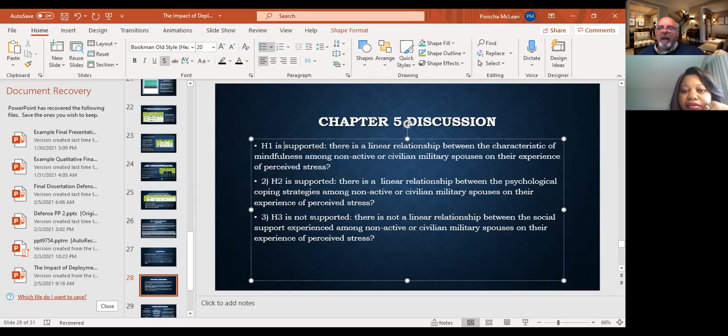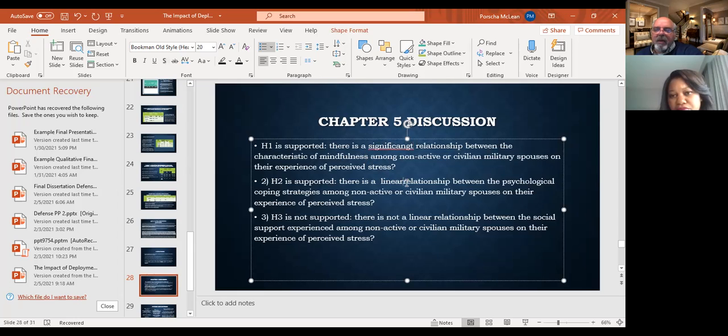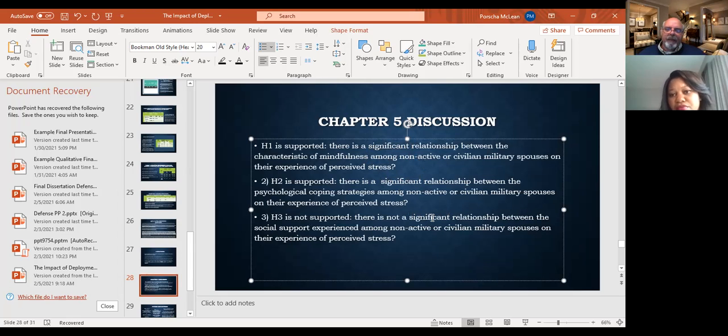No, don't worry. Okay, and then put there is a significant linear relationship. In fact, just get rid of the word linear. There is a significant relationship. Good. And do the same thing with number 2. Get rid of linear and just put in significant. Good. Okay.